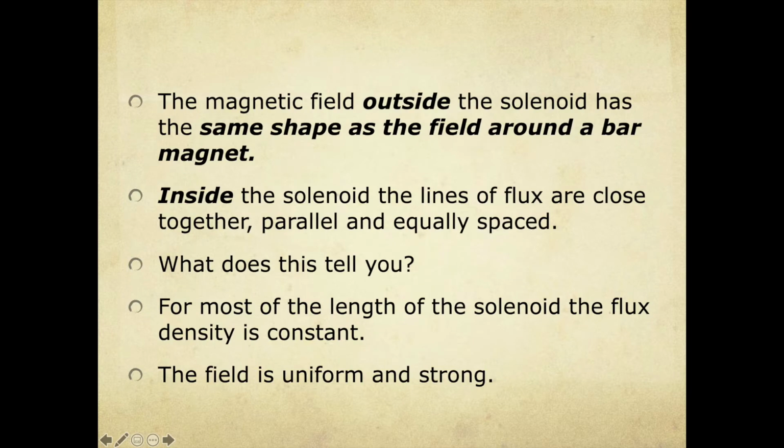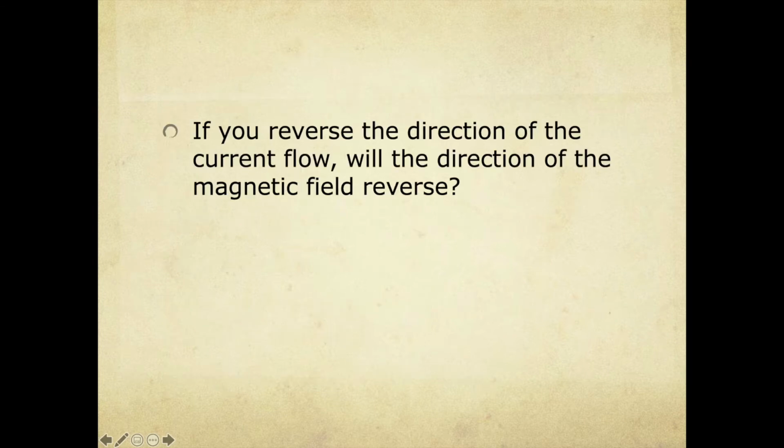So just a couple of things to be thoughtful of in this. First of all, it does behave like a bar magnet when you have something set up like this. Inside of that solenoid, you can see that the lines of flux are really close together, and they'll be parallel and equally spaced. And with that, you have a strong field in there, and it's a uniform field throughout the whole inner part of that solenoid. And as with other things that we've looked at, if you reverse the direction of the current, the magnetic field also reverses.